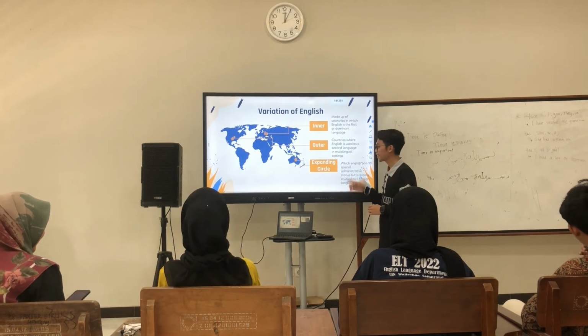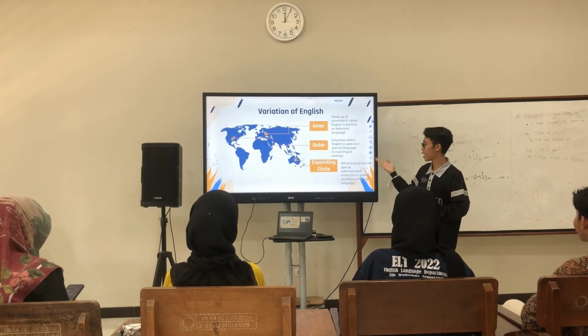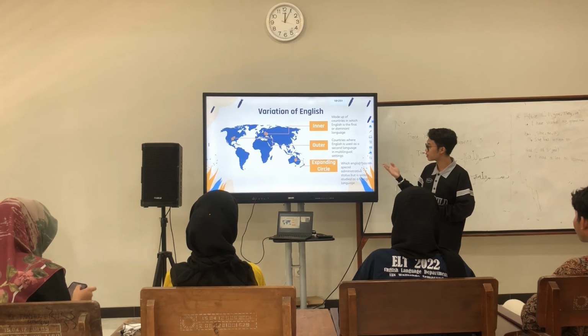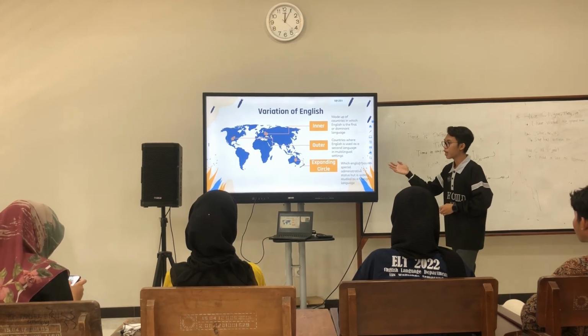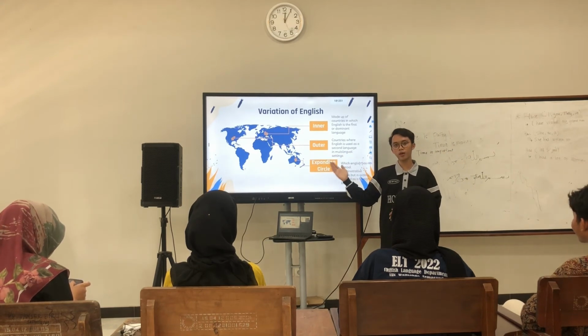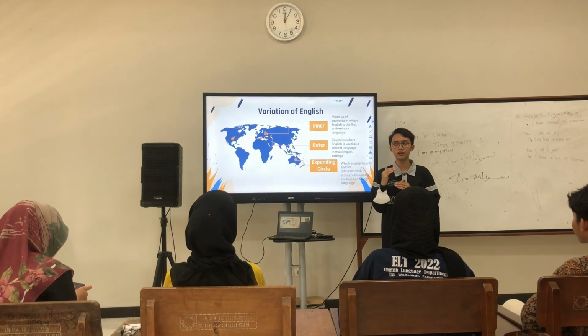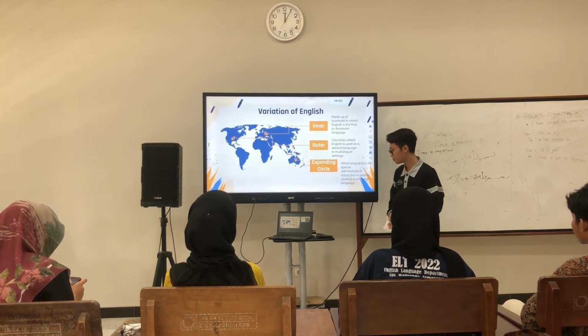And the last is the expanding circle, in which English has no special administrative status, but it is widely studied as a foreign language. We can say they don't use English as a main language or a second language, but they still study the English language.